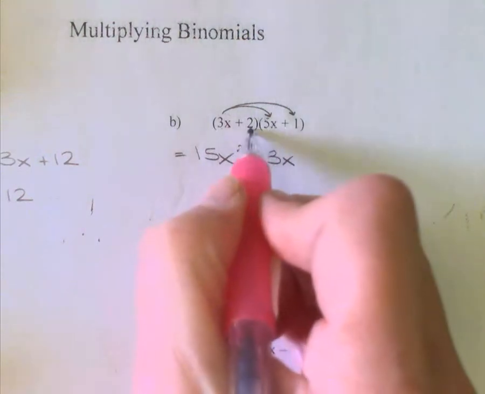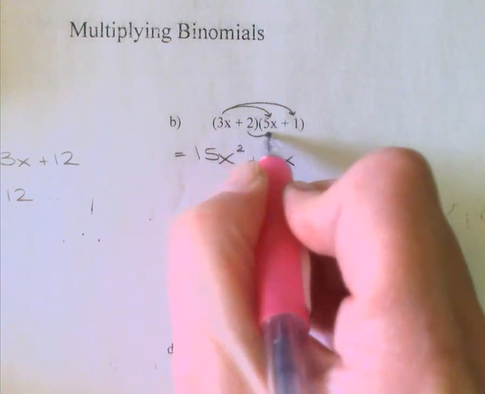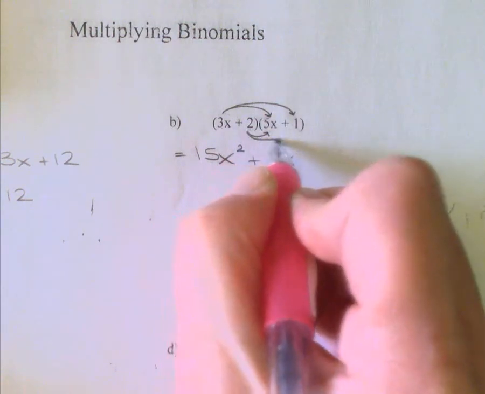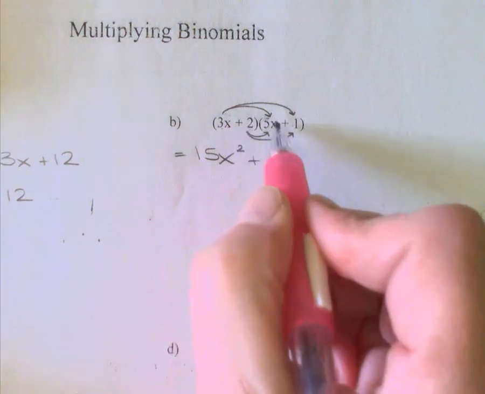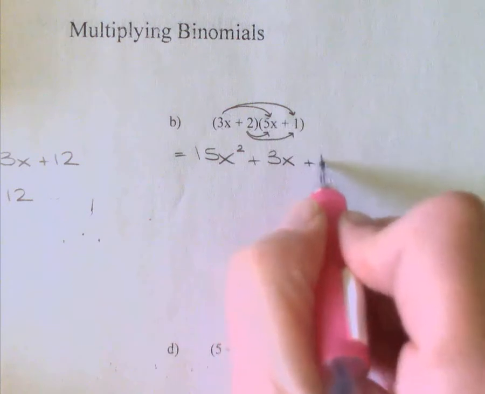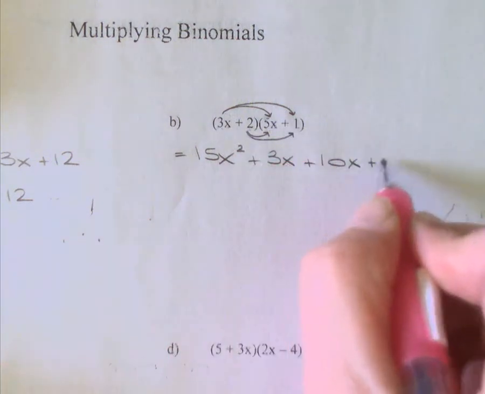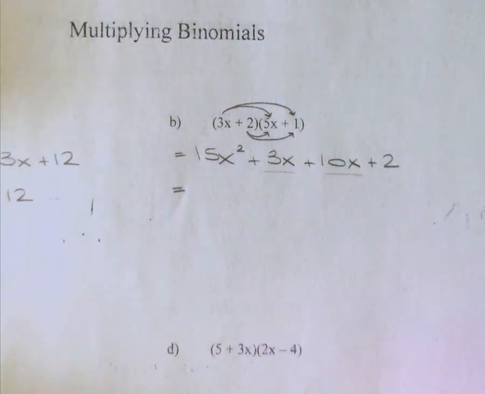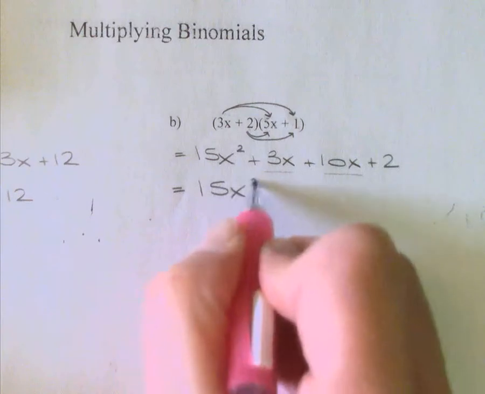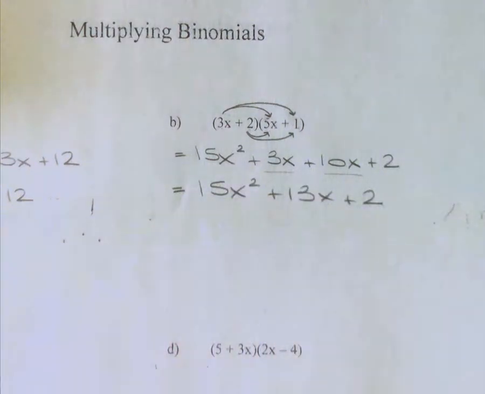Now I need to multiply the 2 by everything in this second bracket. So I'm going to do 2 times 5x and 2 times 1. So when I do 2 times 5x, I get 10x. And when I do 2 times 1, I get 2. And now I can collect the like terms. So I have 15x squared plus 13x plus 2.